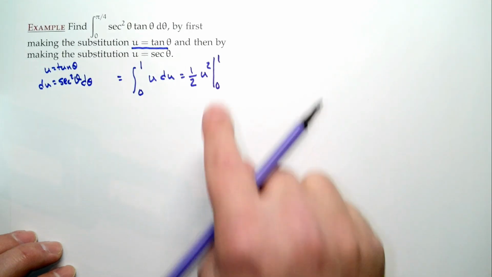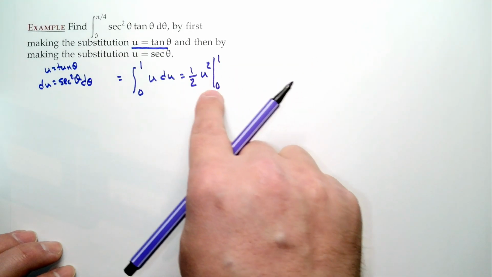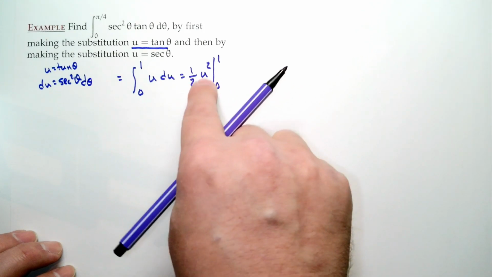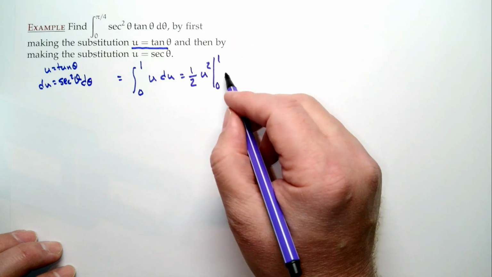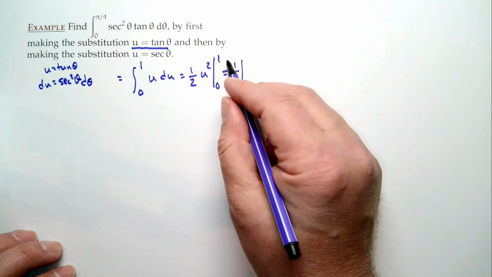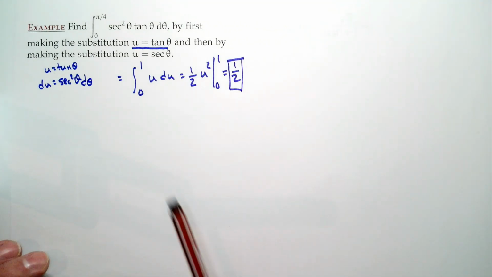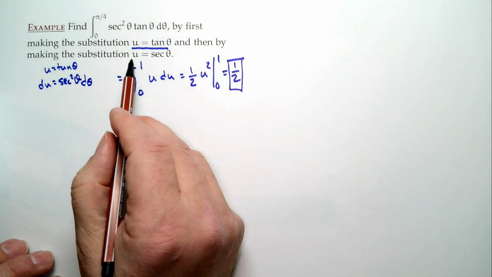If we plugged in 1, well, we get 1/2 times 1, which is 1/2. If we plugged in 0, we get 1/2 times 0, which is 0. So our final answer is 1/2. All right. Now that's if we make that substitution for u equals tangent of theta. It said to do it twice. All right, so let's do it another way. So the second round says, let's try secant.